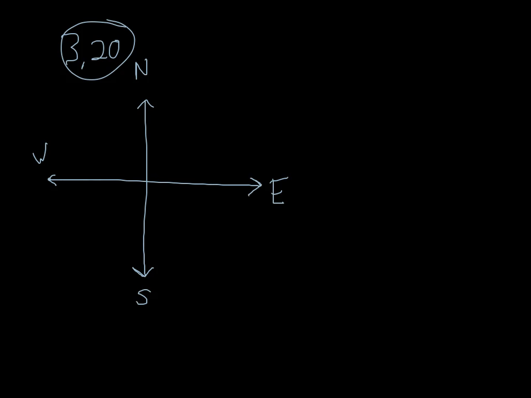Out of all these numbers they give us, the z position is actually the easiest one to find. The z is how high above the ground I am. What is my z coordinate for this problem? 500, because it's the altitude. So z is equal to 500 meters.